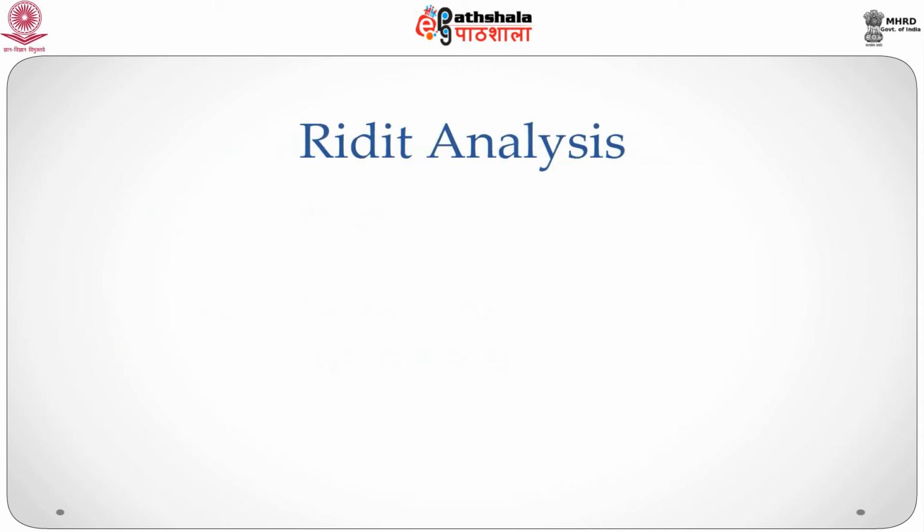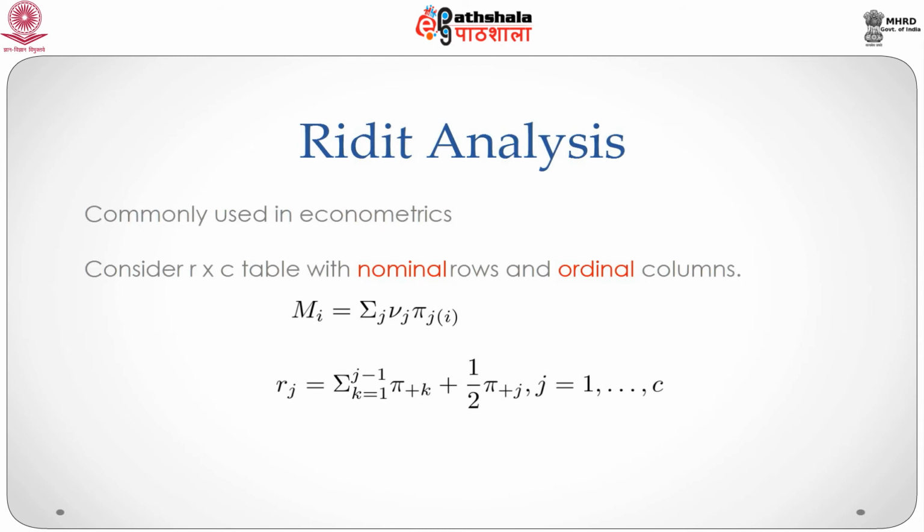Let us come to a very popular technique called ridit analysis. We assume that we have an R by C table with the rows being the levels of the nominal variable and the columns being the levels of the ordinal variable. Now suppose that it is possible to assign ordered scores, mu j's, to the columns. We can then find the mean response in each row given by m i equal to summation over j of mu j pi j given i, where pi j given i denotes the conditional probability distributions for the j categories of the ordinal variable given that the row is fixed at i.